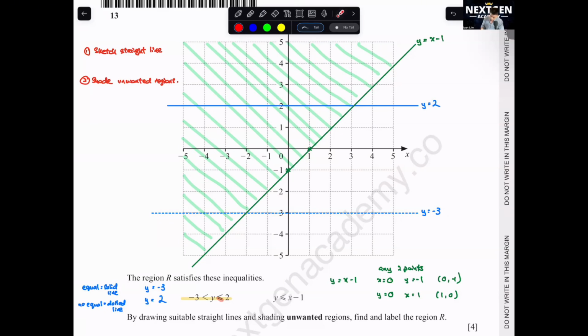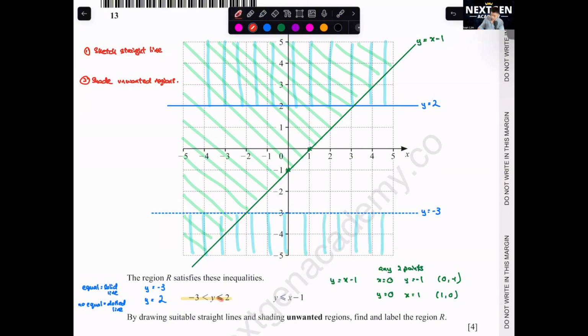For these other two, we want in between -3 and 2. So we don't want the outside part. So this one, all this part here. For the shaded part, actually, you all don't have to shade again, but this one I just show you all. Then down there, we don't want. All right, so the region R will be here.